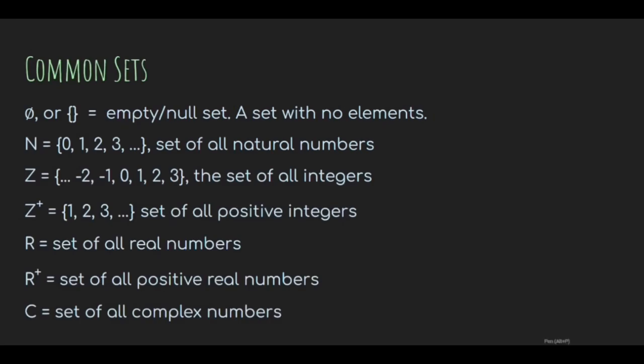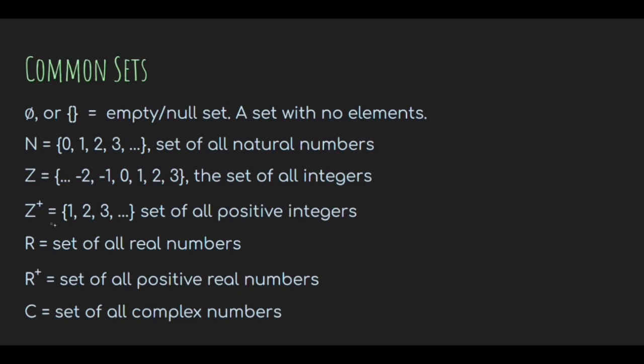A couple of the common sets you're going to see in discrete mathematics. One of them is the empty set. It can be written like this or like this. And an empty set is a set with no elements. It's empty. Another set you're going to see is the set of all natural numbers, which is written as N. So that would be 0, 1, 2, 3, 4, 5, etc. And you also have Z, which is the set of all integers. So negative, positive, and 0.